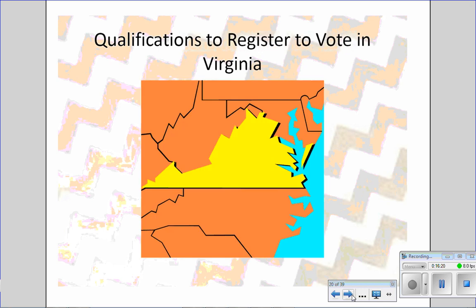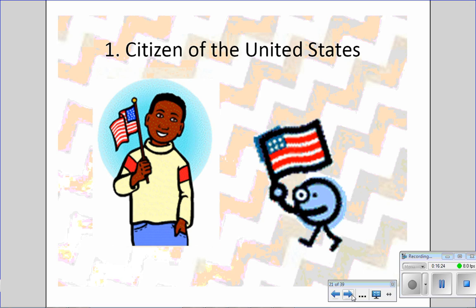So, qualifications to register and vote in Virginia. First, you've got to be a citizen of the United States. Okay, so you have to have either been born here or gone through the naturalization process and be a citizen in order to vote.